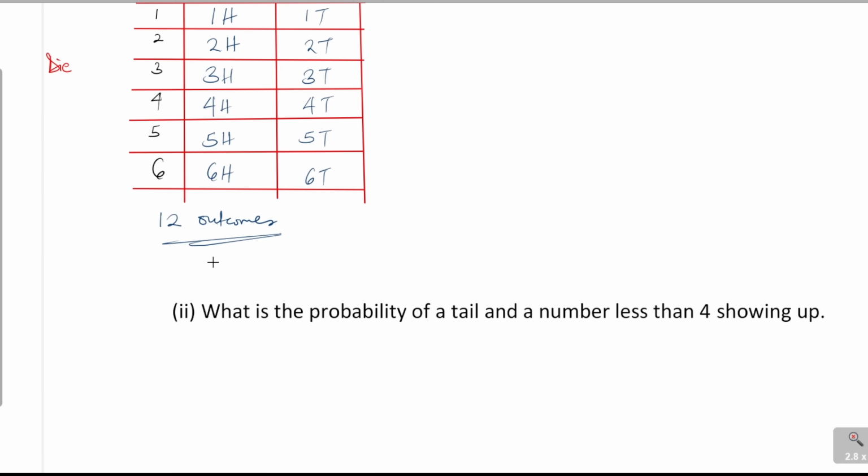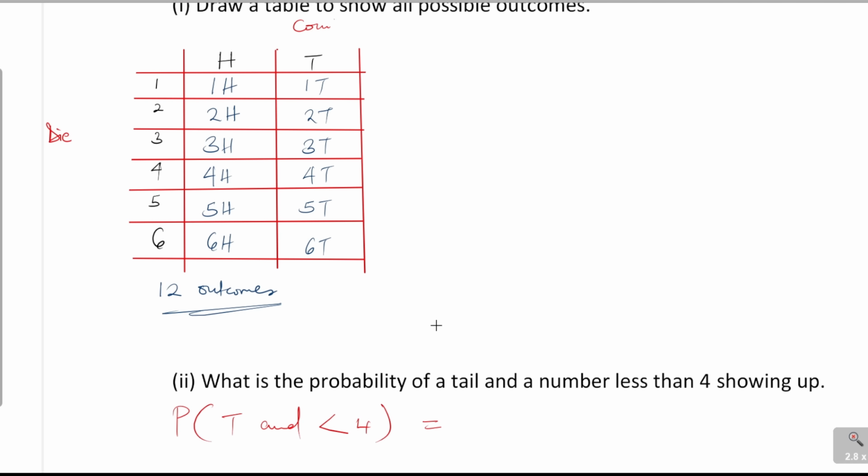We go to the second part. What is the probability of a tail and a number less than 4 showing up? The probability of a tail and a number that is less than 4 showing up. So we need to go to this probability space, or the outcomes. Where do we have a number less than 4 showing up and a tail?